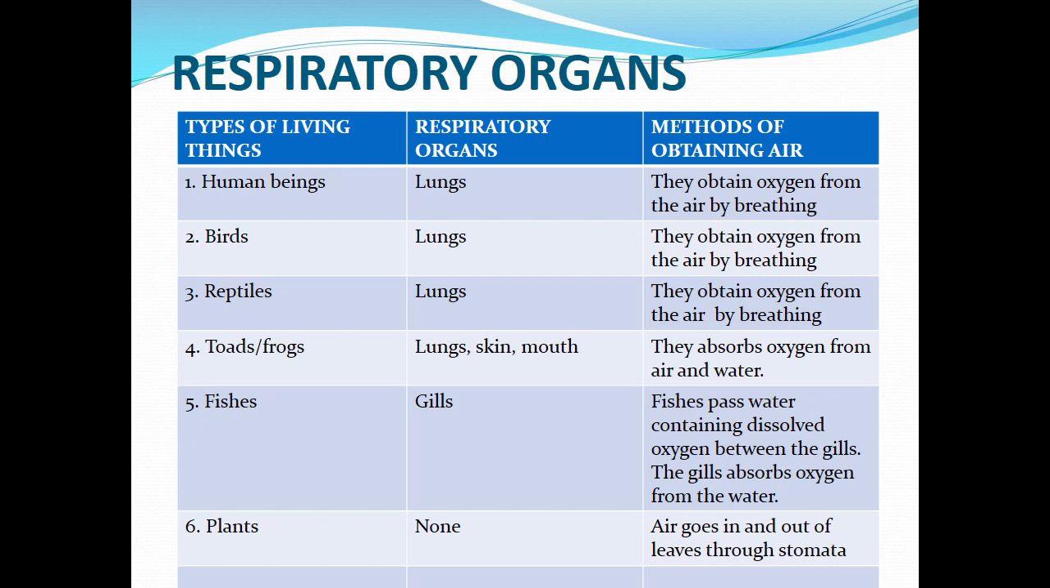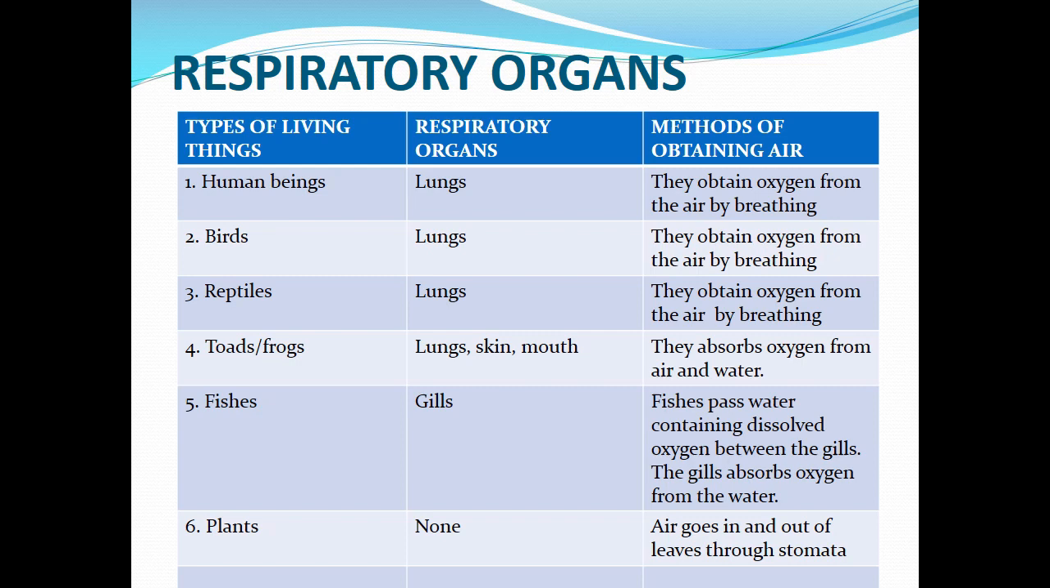Then the fourth category is toads and frogs, and the toads and the frogs use their lungs, skin, and mouth. These organisms have dual habitation. You see them on land and you see them in water. They are both aquatic and terrestrial. The method of obtaining air: they absorb oxygen from the air, and from water, which could contain dissolved oxygen. Number 5, fishes. Fishes use their gills. Fishes pass water containing dissolved oxygen between the gills. The gills absorb oxygen from the water. The gill is modified for aquatic respiration.